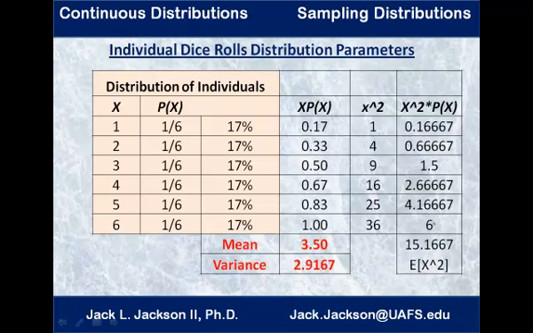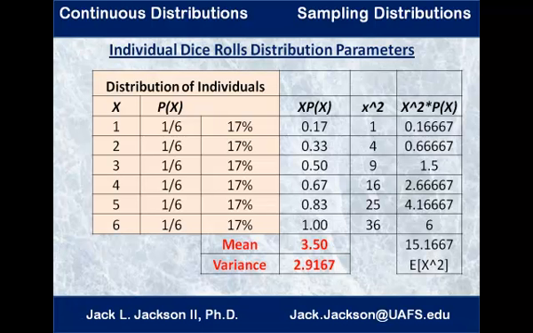If we add those up, it turns out to be 15.16 with the 6 repeating, and that is the expected value of x squared. So we take this 15.16666666 and subtract from that the 3.5 squared. And you can check that out on your calculator or spreadsheet, and you'll see that that gives us the variance of 2.9167, actually probably 6 repeating there. And so there's the mean and variance.